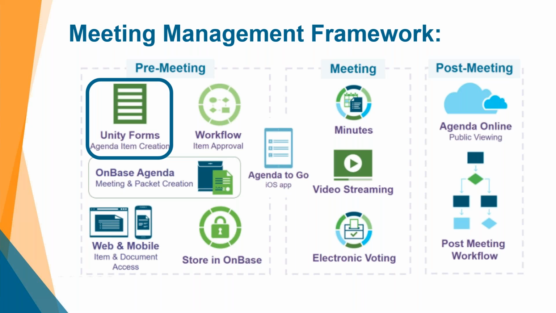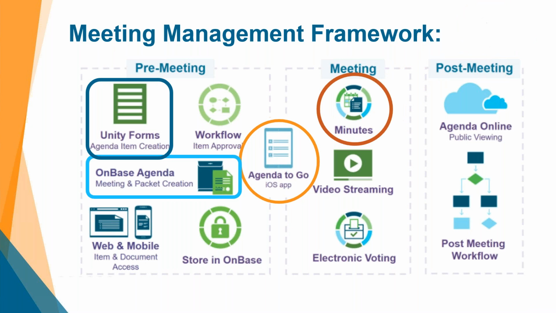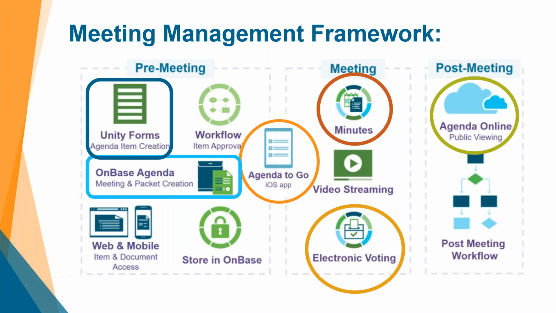In this outline, you can see the agenda management suite of products is utilized through the stages of a meeting. OnBase Agenda is responsible for configuring the meeting and its supporting materials. The OnBase Agenda to Go iOS application can be used to review materials before and during meetings. Agenda Minutes is used to start a meeting, and voting can be utilized for collecting participants' votes during the meeting. And after the meeting is over, Agenda Online is used to distribute the meeting documents and the updated agenda.